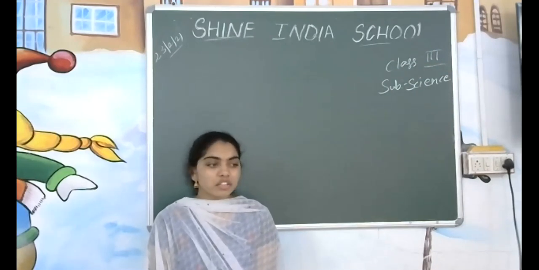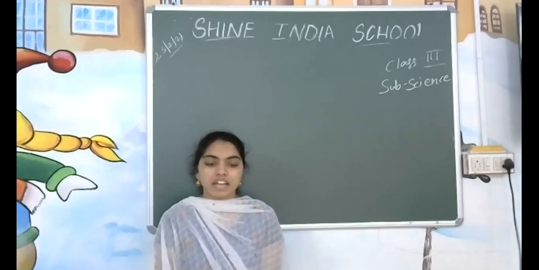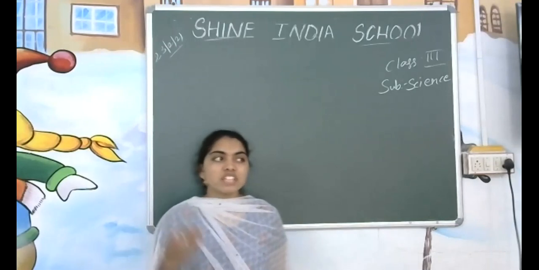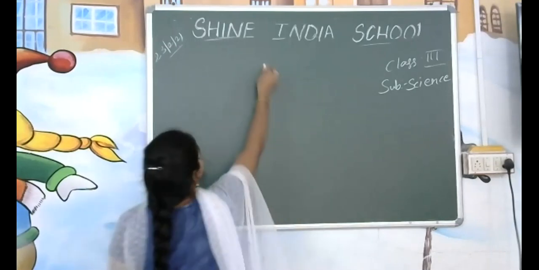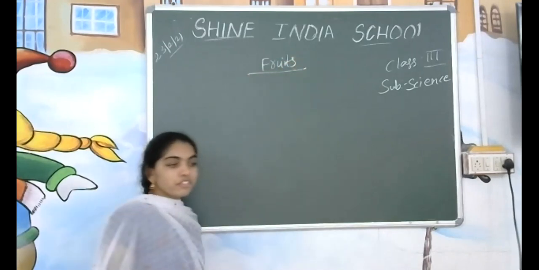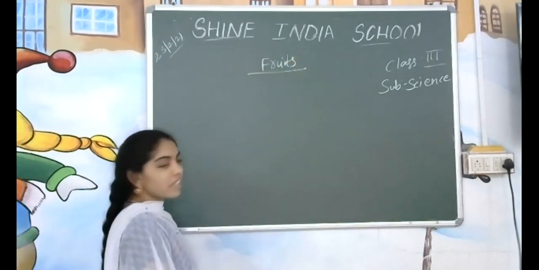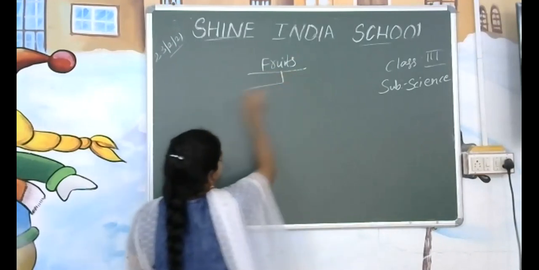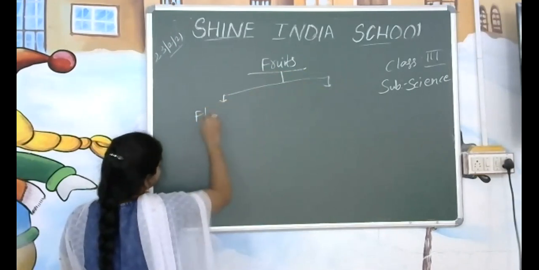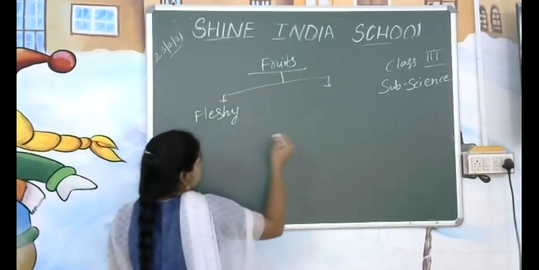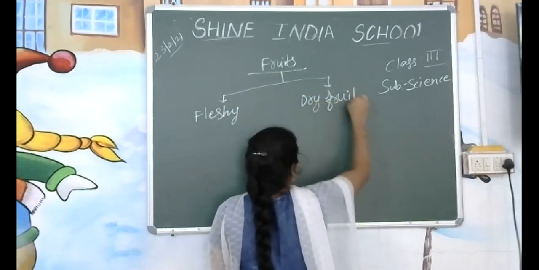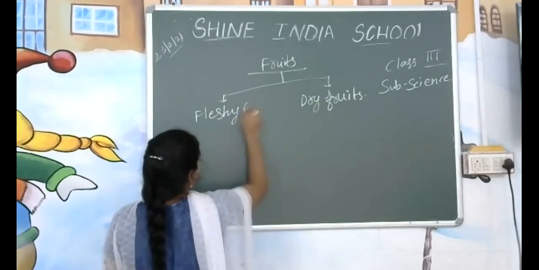Right. Today we are going to learn about fleshy and dry fruits. Fruits are divided into two types. Already you know the fruits, right? Now fruits are divided into two types: fleshy fruits and dry fruits.